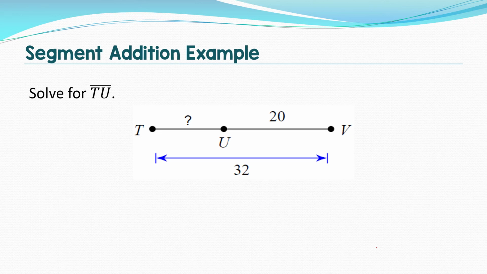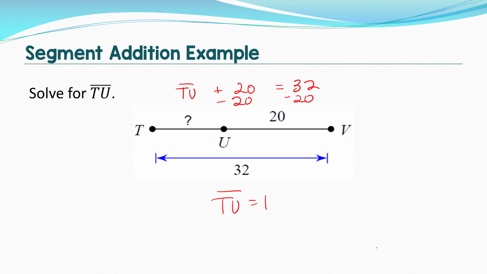Here's another one. The whole total distance is 32. So what is TU? I could write a little equation: TU plus 20 is equal to the total, 32. Solving that, subtracting 20 from both sides, I would say that TU is equal to 12.